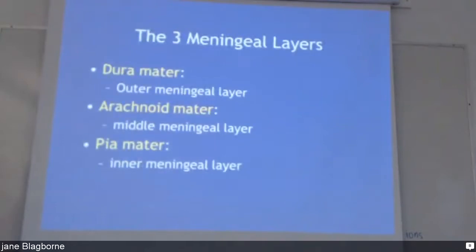There are 3 layers: the dura mater, the arachnoid mater, and the pia mater. The dura is on the outside, the arachnoid is in the middle, and the pia is the inner side, closest to the brain and closest to the spinal cord.